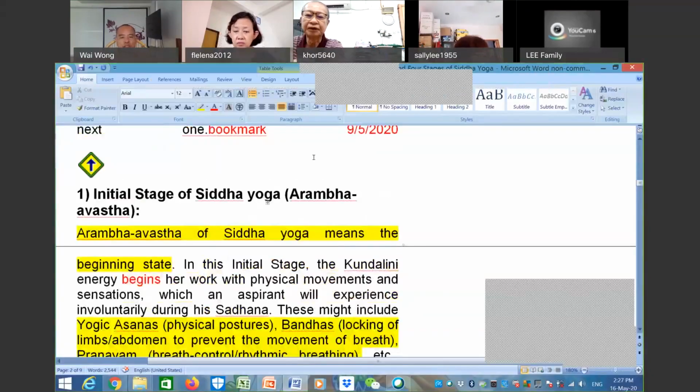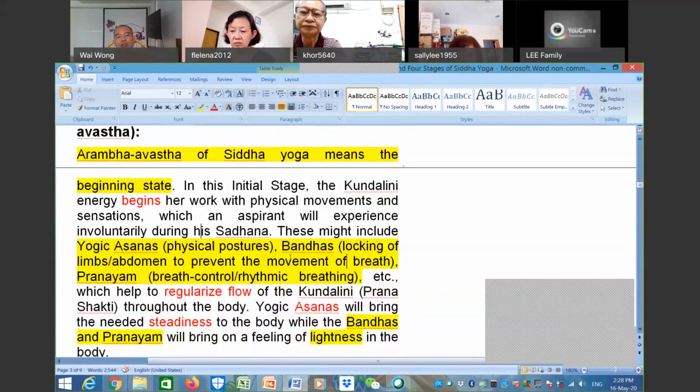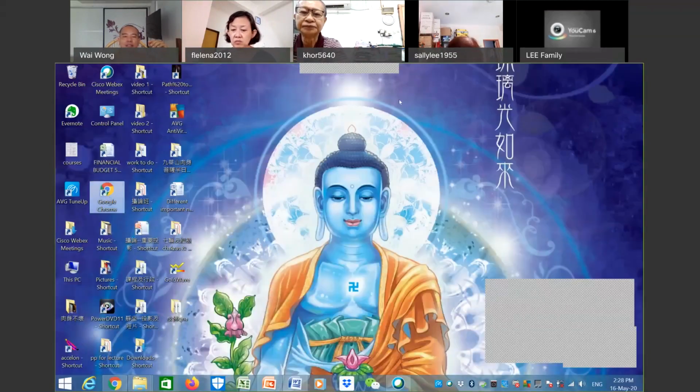Let's take a look. Now, we are in the initial stage of the Siddha Yoga. The name is Arambha Avastha. So that is the beginning. Usually, during the beginning, it will include the yogic asanas. Yogic asana is very common. There are a few yogic asanas, and the asana is very powerful in healing the body.